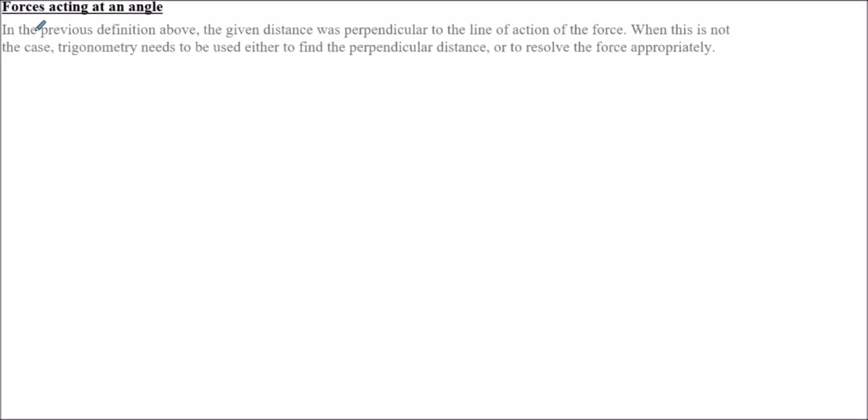What if a force is acting at an angle though, not perpendicular to the pivot? Just to mention this, in the previous definition, in the above notes, in the previous couple of minutes in the video, the given distance was perpendicular to the line of action of a force. But when this isn't the case, trigonometry needs to be used either to find the perpendicular distance or to resolve the force appropriately. So I'm going to show you two ways this can be done.